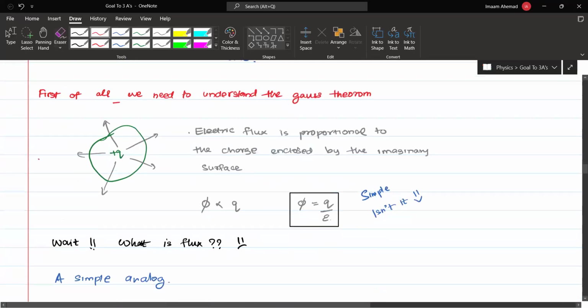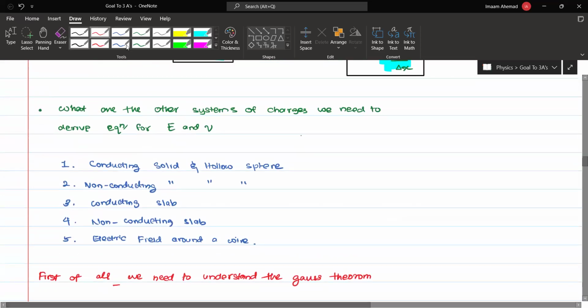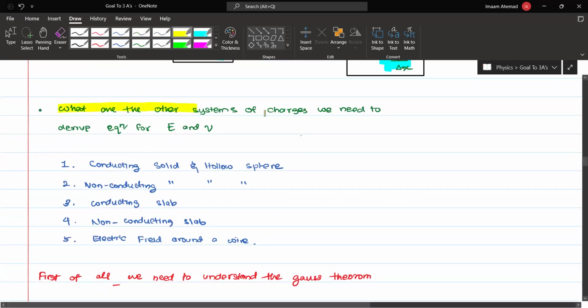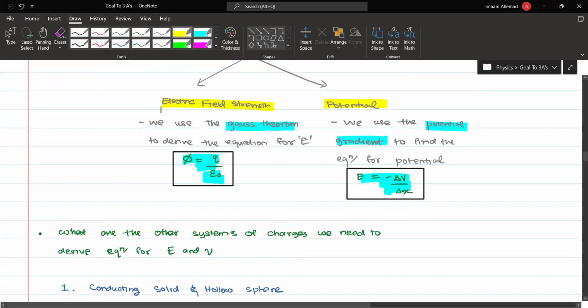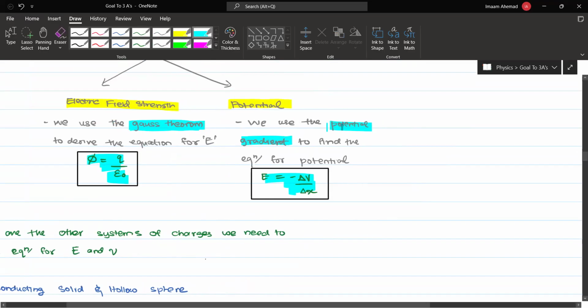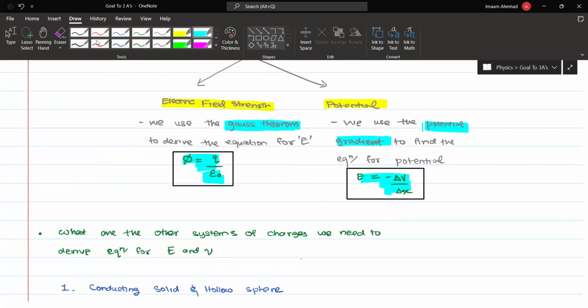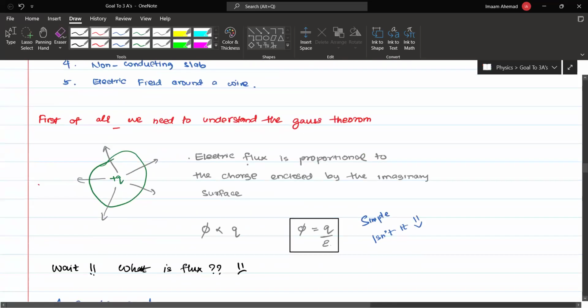Now let's understand how to derive the equation. I'm going to explain how to derive the equations for other systems. For that, I said we are going to use the Gauss theorem to find electric field strength, and we are going to use potential gradient to find the potential. So we have to understand what the Gauss theorem is. That is what we are going to discuss next.